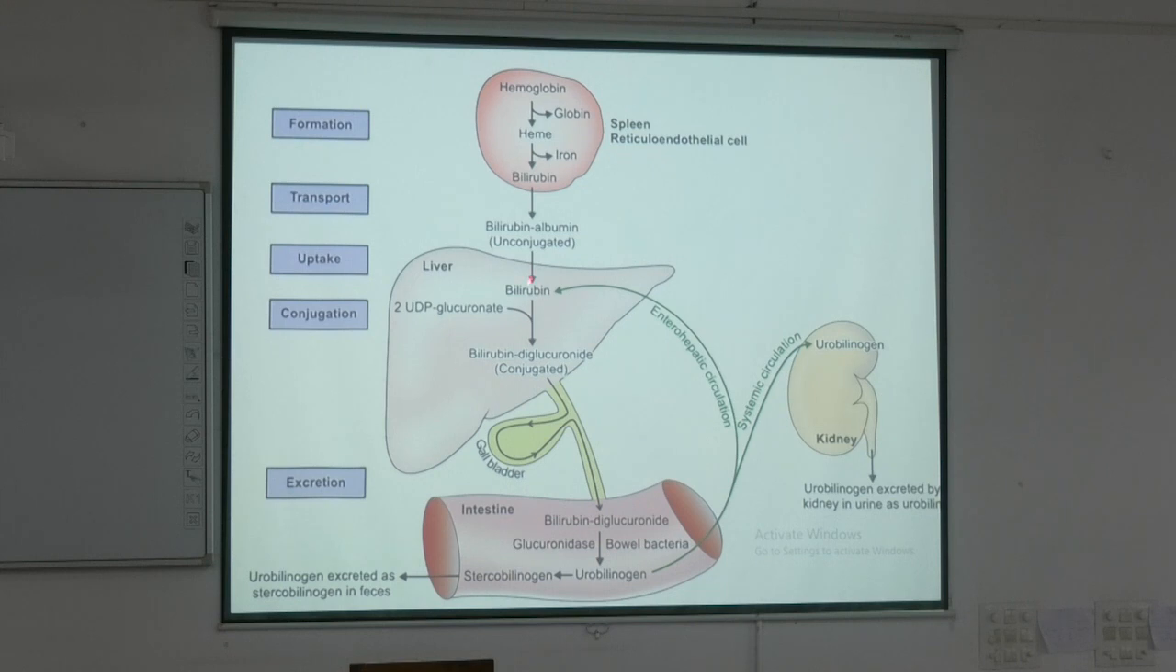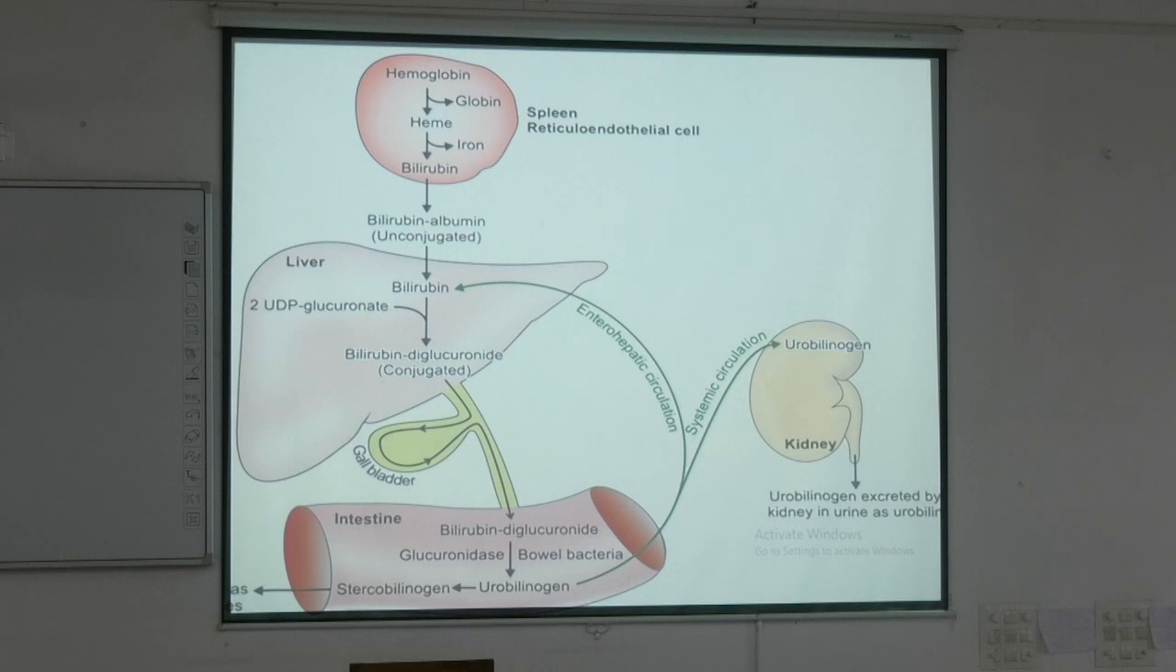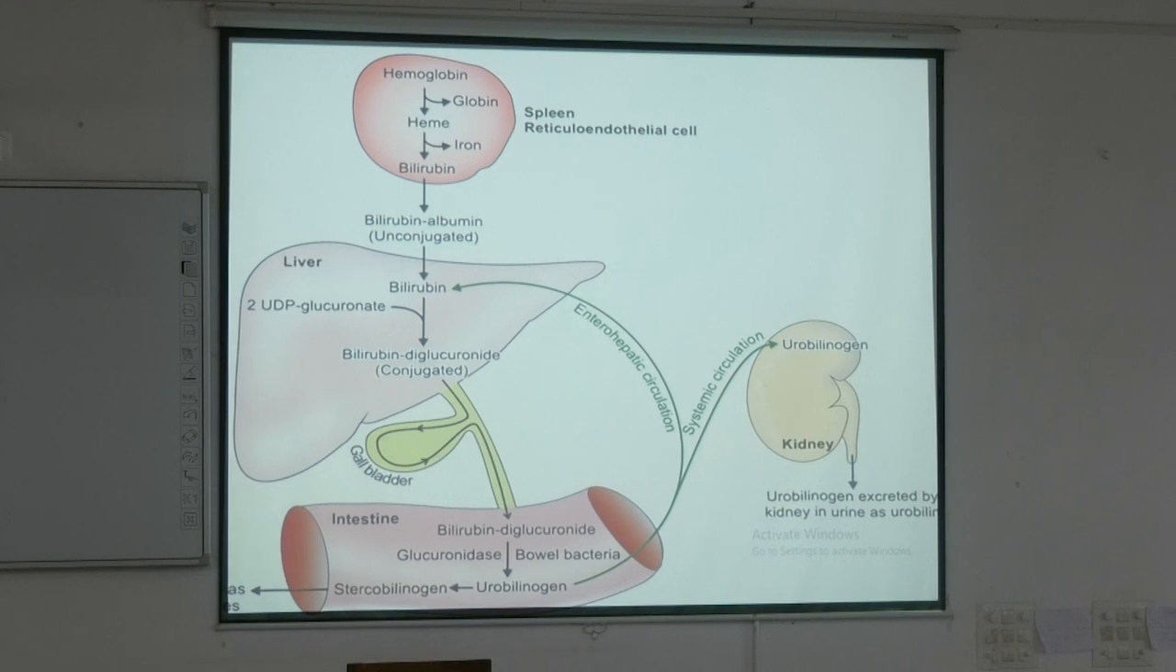Okay, so the next step is conjugation. How does this molecule go for conjugation? There are reactions in the liver. Bilirubin has entered the liver and goes for the next step. That is UDP glucuronate, and the enzyme is UDP glucuronyl transferase. They form bilirubin diglucuronide, and it is conjugated bilirubin. It is conjugated bilirubin. There is again no method to understand, just retain it.